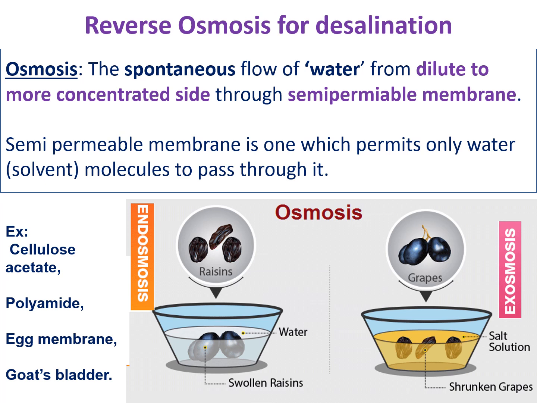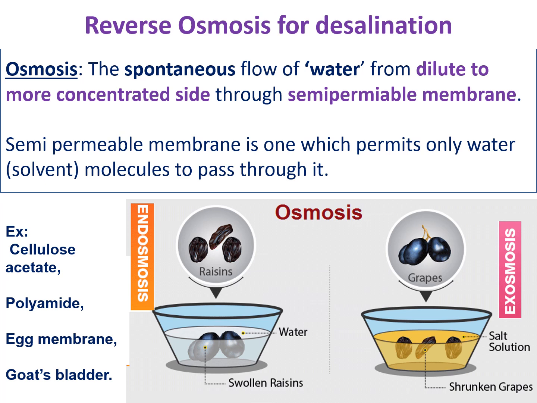Before going to reverse osmosis, we need to study osmosis. So what is osmosis and why does it happen? The spontaneous flow of water from the diluted side to the more concentrated side through a semi-permeable membrane is called osmosis. To be precise, it is the spontaneous flow of solvent present in the solution from the diluted side to the concentrated side through a semi-permeable membrane.